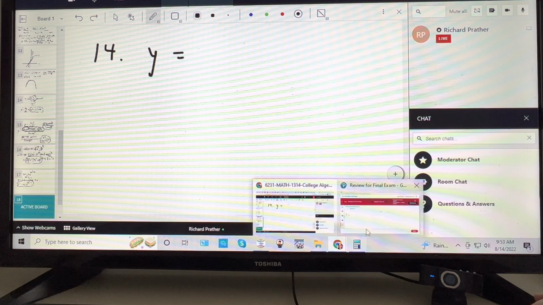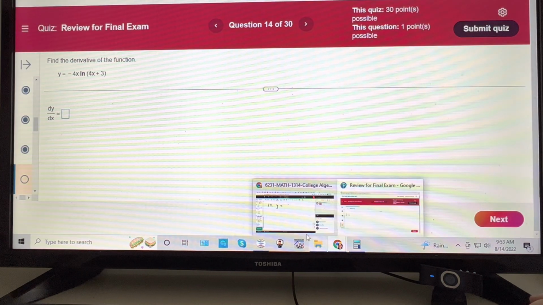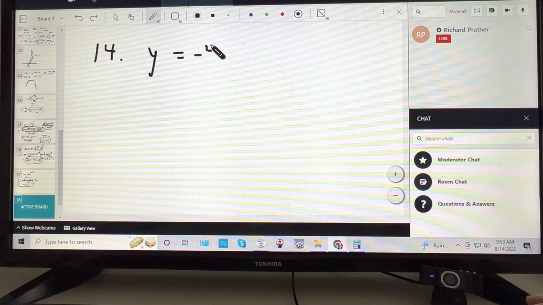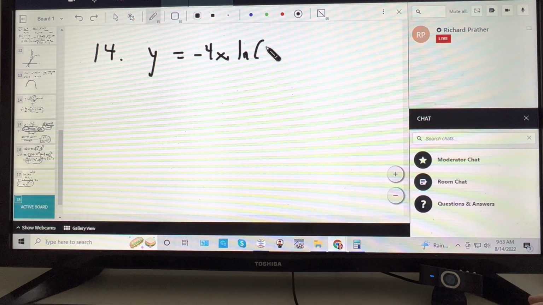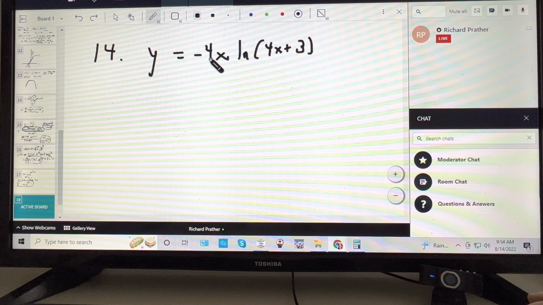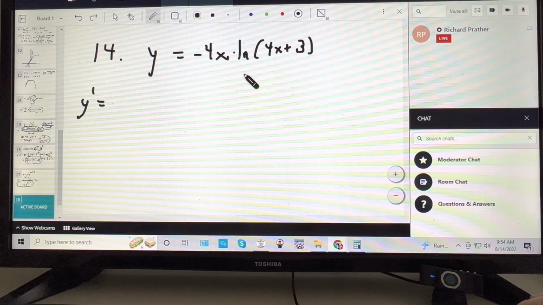So on the review, there wasn't a product rule problem to review it because they knew you were going to review it while you were doing this problem. Negative 4x times ln of 4x plus 3. So unlike two problems ago where I just had a 49 in the front, that was a constant, this is not just a constant. This is 4x times another, we got two functions of x multiplied together. So we got to use the product rule since we have two things multiplied together that both have x. Product rule is first times the derivative of the second.